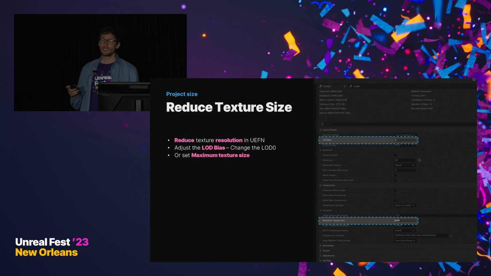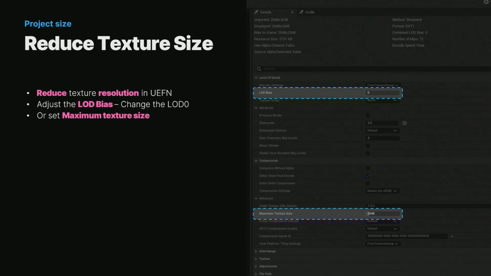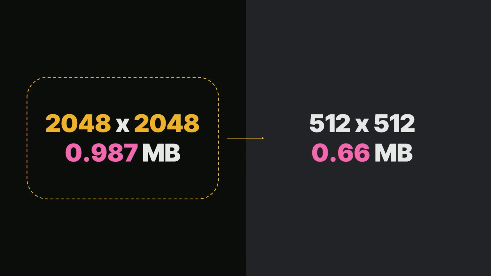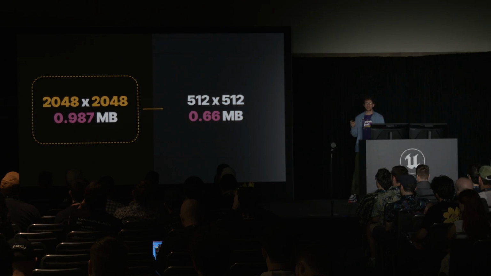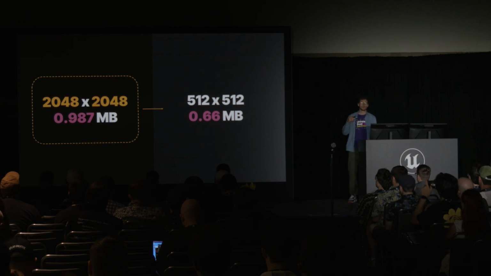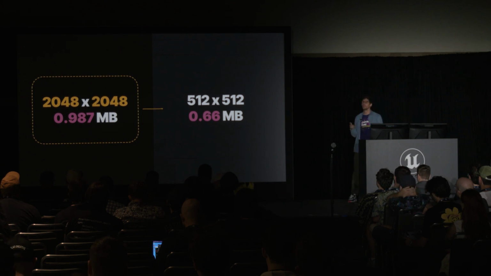And just like static meshes, it's possible to reduce the texture resolution inside of UEFN. To do this, we'll adjust the LOD bias of the texture, and that will clamp its highest LOD. Alternatively, you can also use the maximum texture size, which will have a similar effect. Once again, after running some tests, by clamping a 2K texture to a maximum resolution of 512, I've managed to go from 0.987 megabytes to 0.66 megabytes of download size.